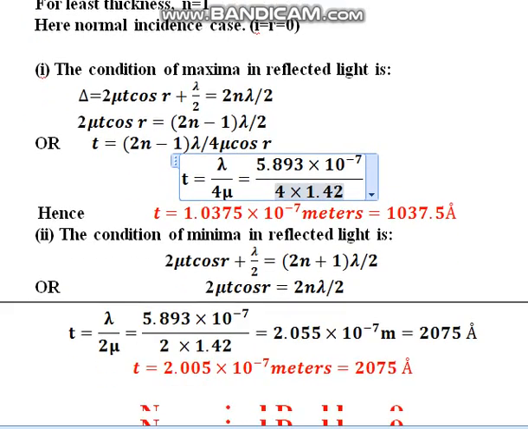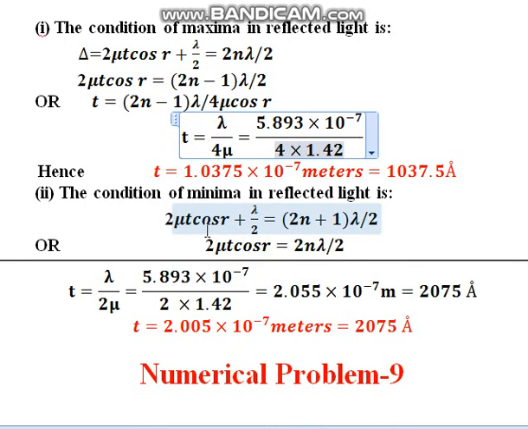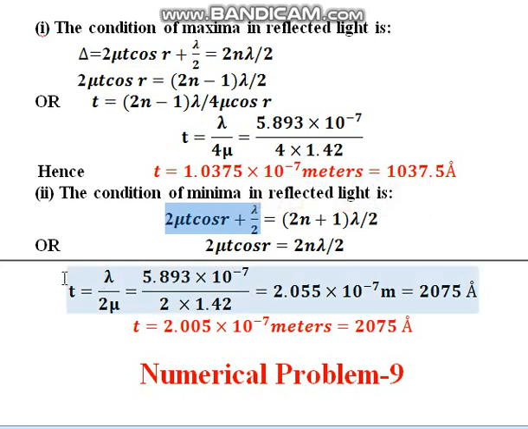In a similar way we apply the condition for minima. This is the path difference in the reflected light, and it is equal to an odd multiple of lambda by 2, that is (2n + 1) lambda by 2. We apply the condition for the least thickness, n = 1, normal incidence. So the t value is lambda upon twice mu. We put the data given in the question and the thickness is 2075 angstrom. These two are the answers.